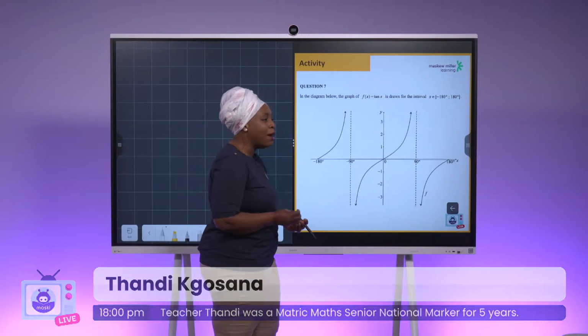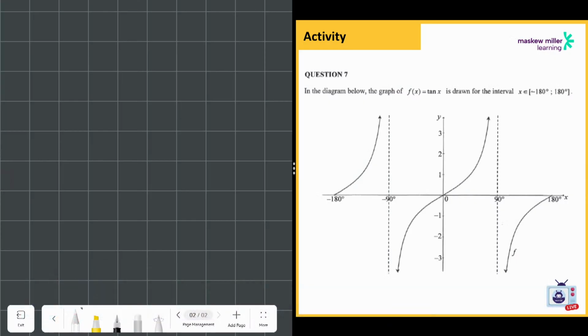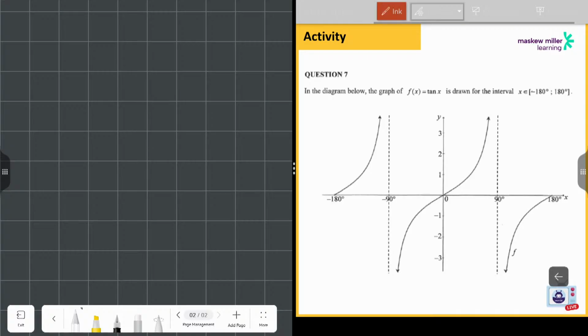Please remember, grade 12, you cannot answer any question in maths that has a diagram, be it a theorem or any other diagram that you have, without you analyzing your diagram. So make sure that before you do anything, you understand what you have in the diagram or on the diagram. So let's do that first before we go in.